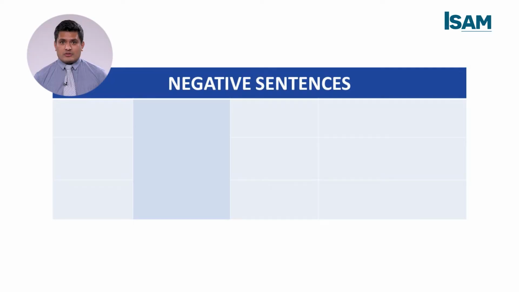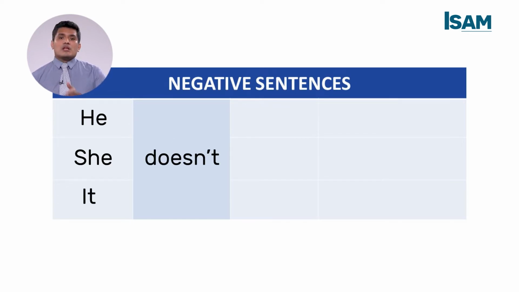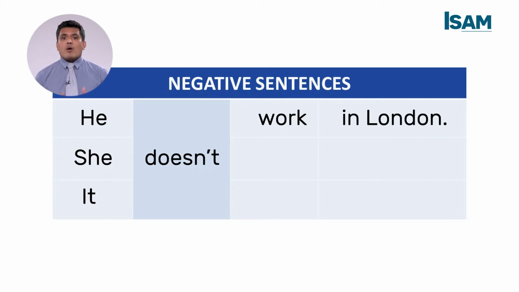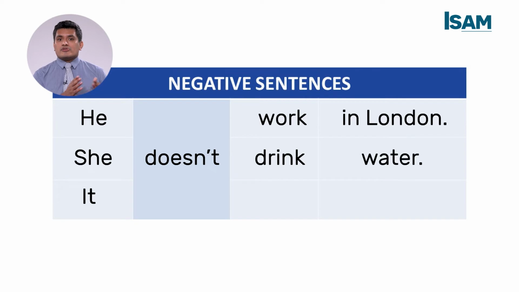If we want to make negative sentences using the subject pronouns he, she, or it, we are going to use an auxiliary. This auxiliary is doesn't. For example, he doesn't work in London, or she doesn't drink water, or it doesn't sleep the whole day.